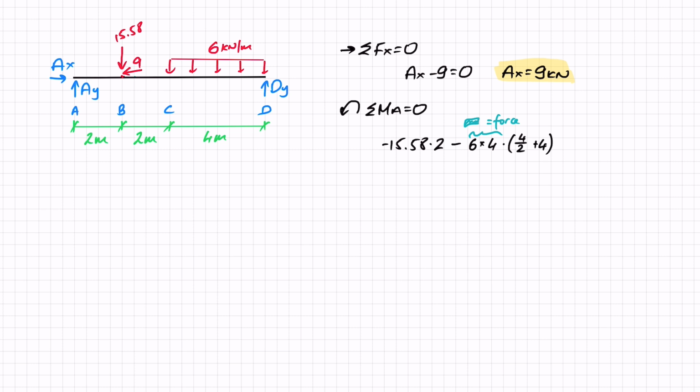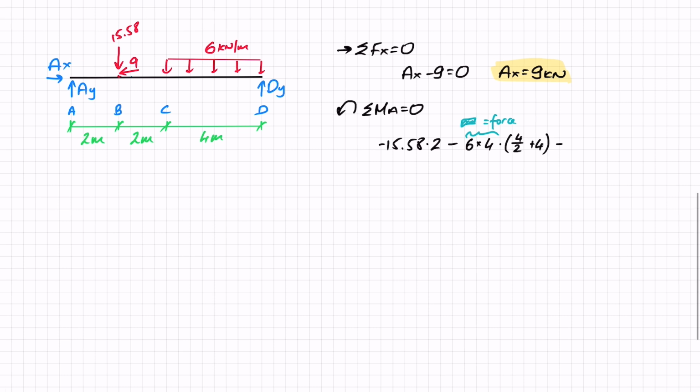And then I've got DY, which gives me a positive moment, so plus DY, and the distance is the whole distance, so in this case 8 meters, equals 0. And that gives me 8 DY equals 175.16, and if I divide everything by 8, I get that DY equals 21.9 kilonewtons.